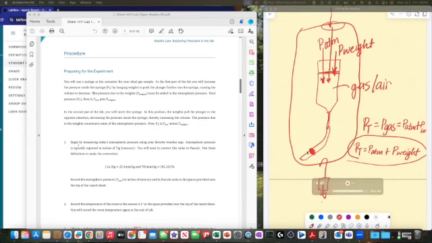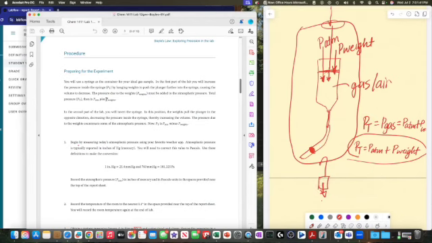Anyway, let's continue from here. And that's the first thing we get from this part here, right? How to find P T. In the second part of the lab, you will invert the syringe.